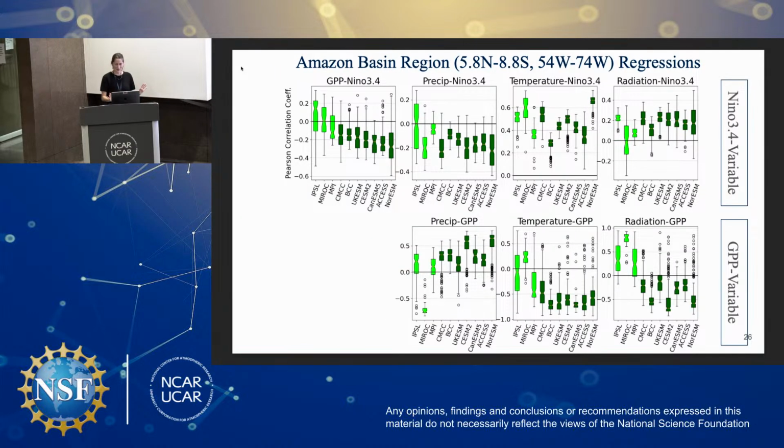So adding that back into this very scary plot, I've added in our GPP variable regressions. The important part here is looking at the regressions of radiation with GPP, where you can see that our outlier group B models of IPSL, MIROC, and MPI are really out of family with everyone else. So even though all models are experiencing an increase in radiation associated with El Nino, it has this converse effect on GPP in this region amongst these three models.